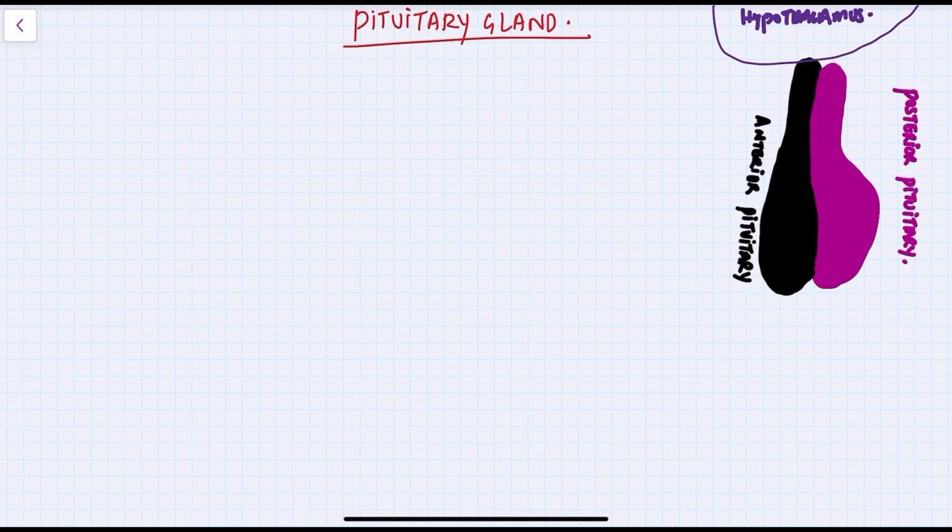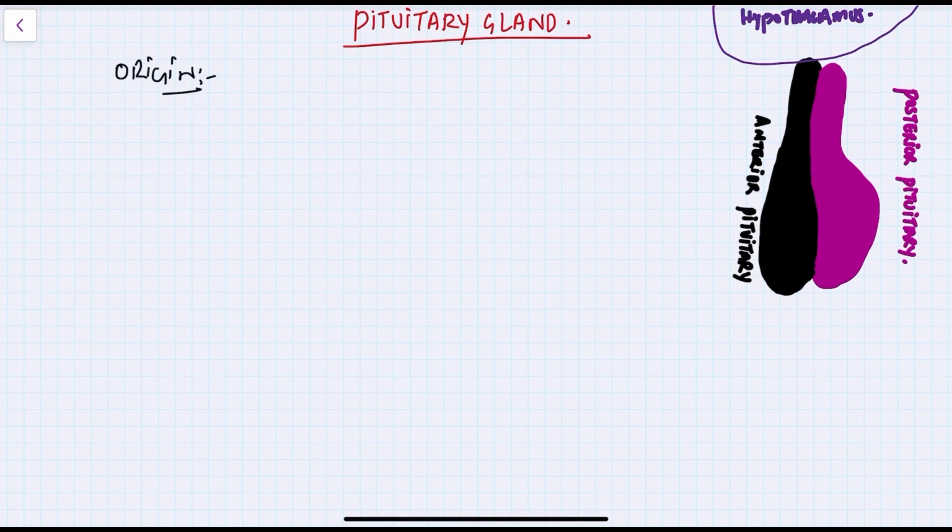Today we're going to dive deep into the heart of your brain to unravel the secrets of this tiny yet mighty master gland. So buckle up, because by the end of this video, you will have a newfound appreciation for the pituitary gland's incredible power. We'll start with the origin of the pituitary gland.